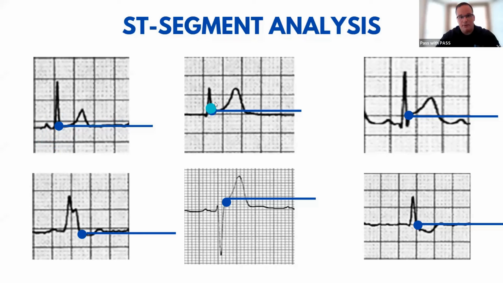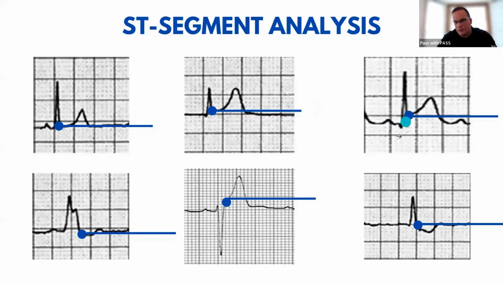As I go to the middle one, again, I put my J point right in the middle of that blue dot and draw my straight line over. Again, this line's a little bit thicker than it truly needs to be, just so everybody can see it. I'm at about 1 millimeter of elevation there from my TP segment. It's hard to tell, I understand, given the quality of that paper, but I'm going to say yes, I have a little bit of elevation there.